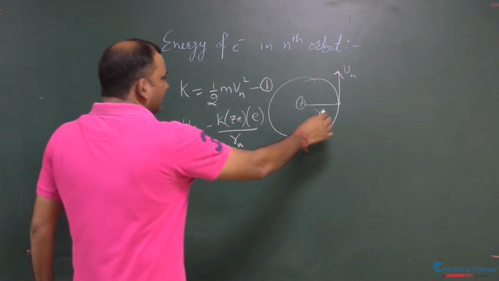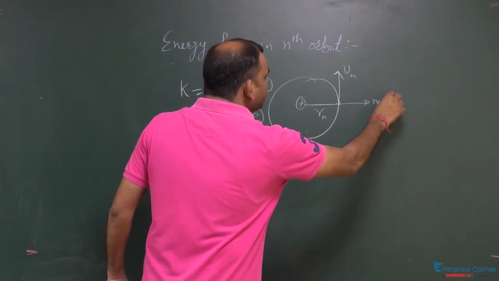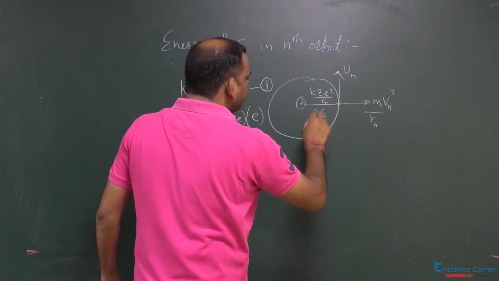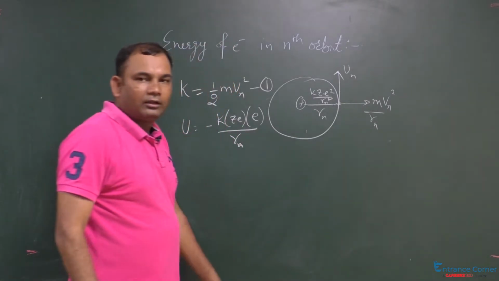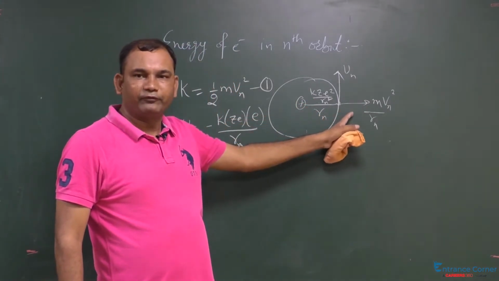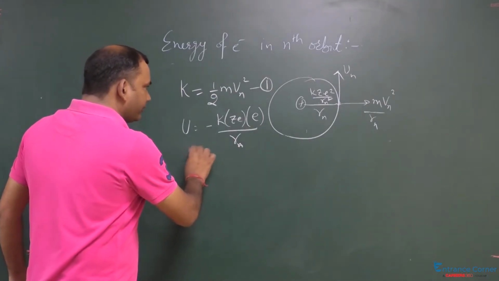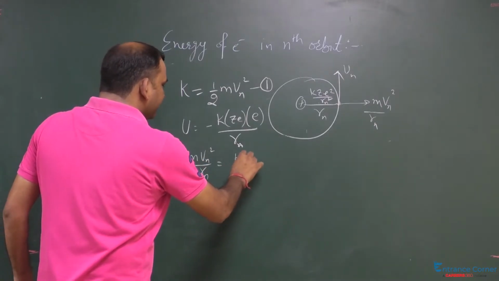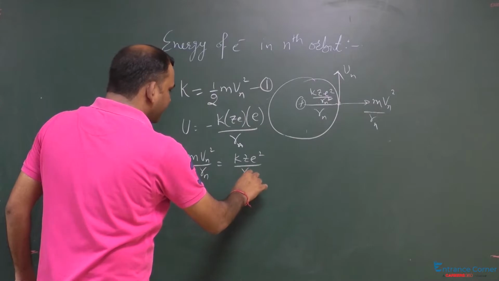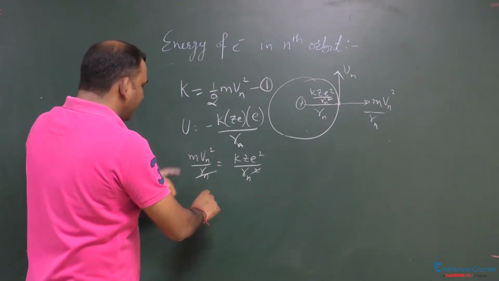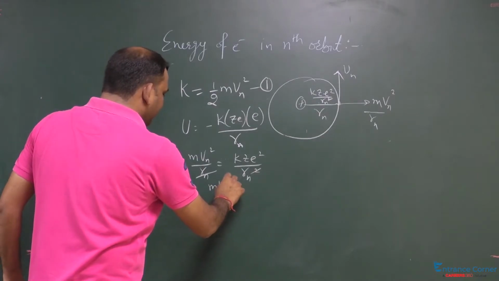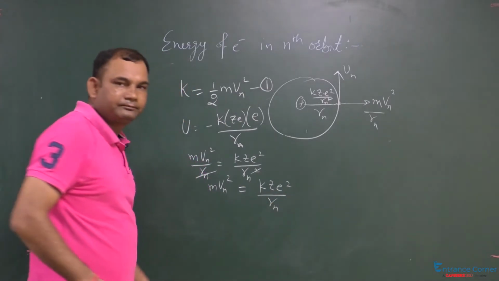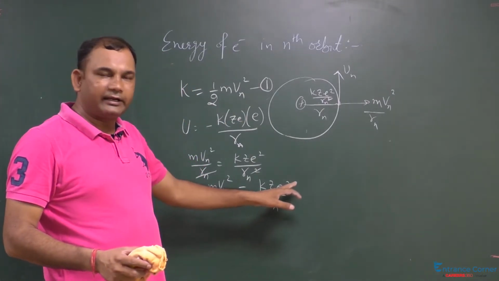Now, from the force balance, m Vn square by Rn is equal to K ZE square upon Rn square. This is the electrostatic force, and this is the centrifugal force. So, we equate both of these. Rn will be cancelled out, so we calculate the value of m Vn square, which is equal to K ZE square upon Rn.